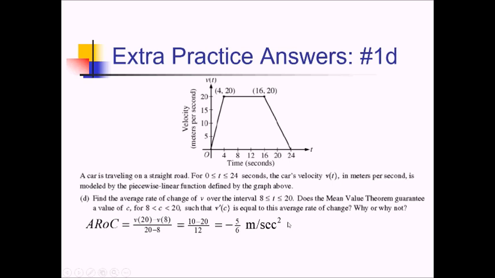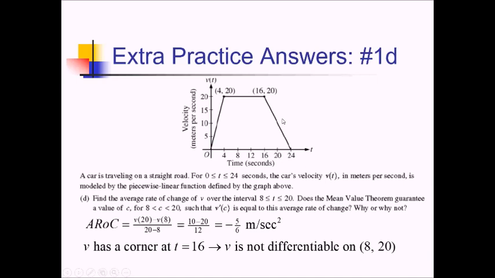Now the next part of this question, does the mean value theorem guarantee a value of c on 8 to 20 such that v prime of c is equal to this average rate of change? Why or why not? So mean value theorem requires differentiability on the open interval that is in question. So are we differentiable for the v function on the interval from 8 to 20? Well, taking a look at the graph here, we see that we have a corner at time 16. So we are not differentiable across that whole interval. Since v is not differentiable across the whole interval, that means that the mean value theorem does not apply and cannot guarantee what they're asking here.